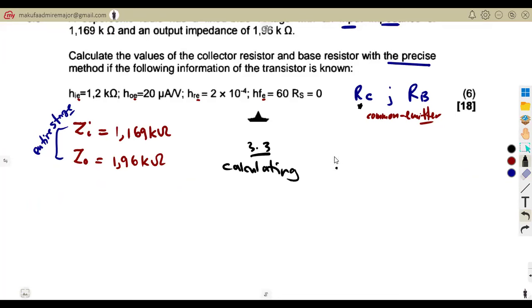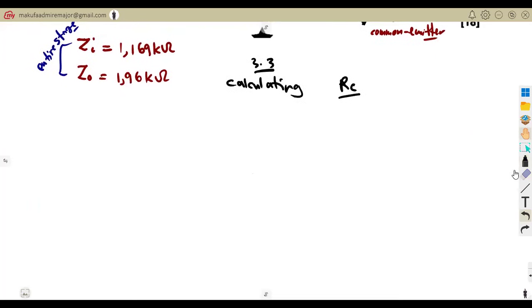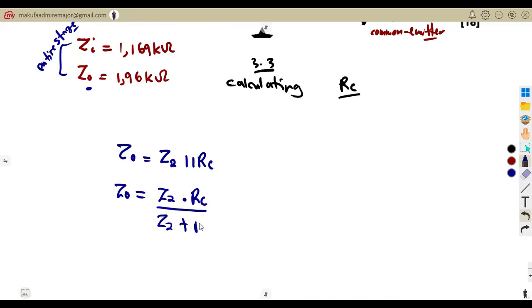or determining RC. And we saw that RC is in the formulas which are taken from the output impedance of the entire stage, where at the output we are going to have two impedances in parallel, Z2 parallel to RC, which simply means Z out equal to Z2 times RC over the sum of Z2 plus RC. We can see that we do not have Z2, which is of the transistor only.